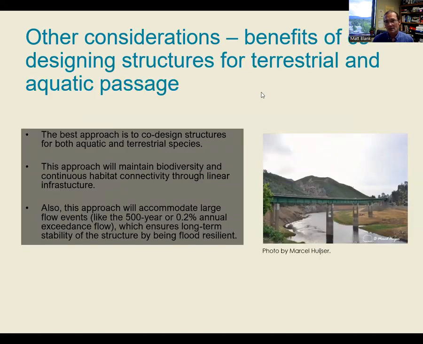Along these lines, other considerations that are tied in here is, generally speaking, the best approach is to co-design structures for both aquatic and terrestrial species when that makes sense. And this would be an example of a large spanning structure that is accommodating both river process, river flows, river function, riparian habitats, and terrestrial crossings in that case. This approach will maintain biodiversity and continuous habitat connectivity through infrastructure, period. This approach will also generally accommodate those big flow events with plenty of room to spare.